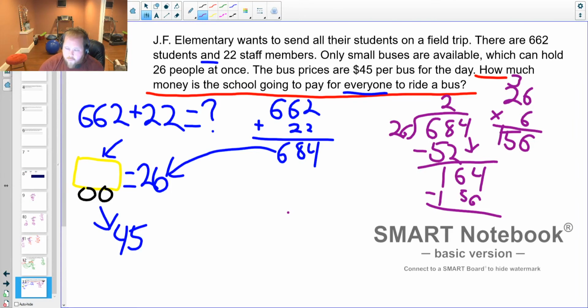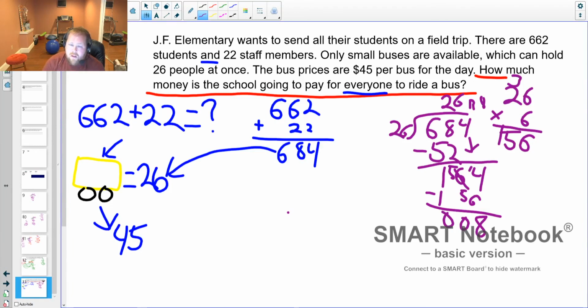I should use a stylus or something. All right. 4 minus 6, can't do it. 6 becomes a 5. 4 becomes a 14. 14 minus 6 is 8. 5 minus 5 is 0. 1 minus 1 is 0. So we have 26 with a remainder of 8.